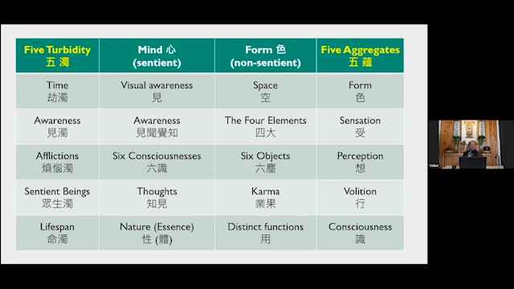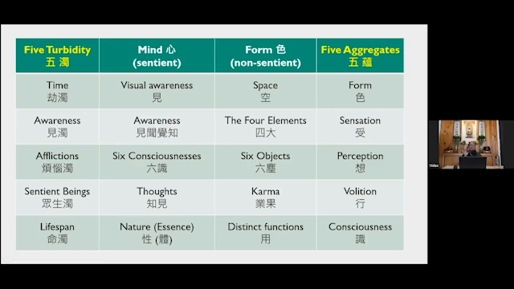In the previous talk, I talked about why we generate a duality of mind and form. Now our mind grasps the form, then it becomes turbidity, and then we form the 5 aggregates. So for example, the first layer is our visual awareness grasping the so-called voidness or space.